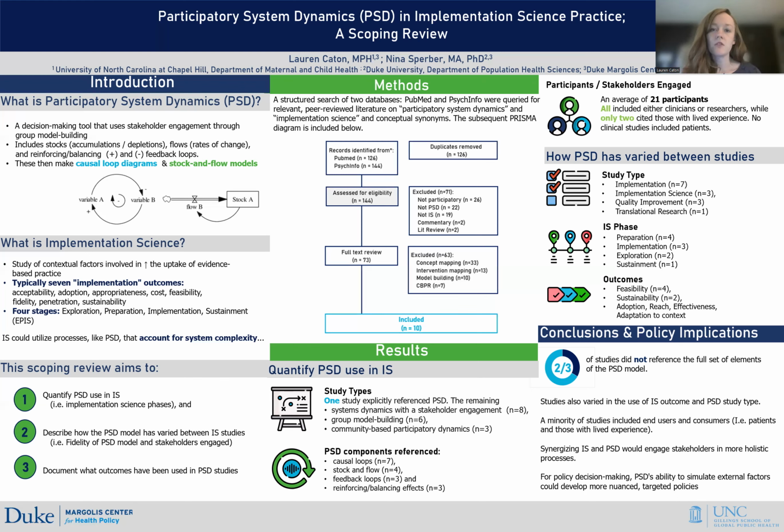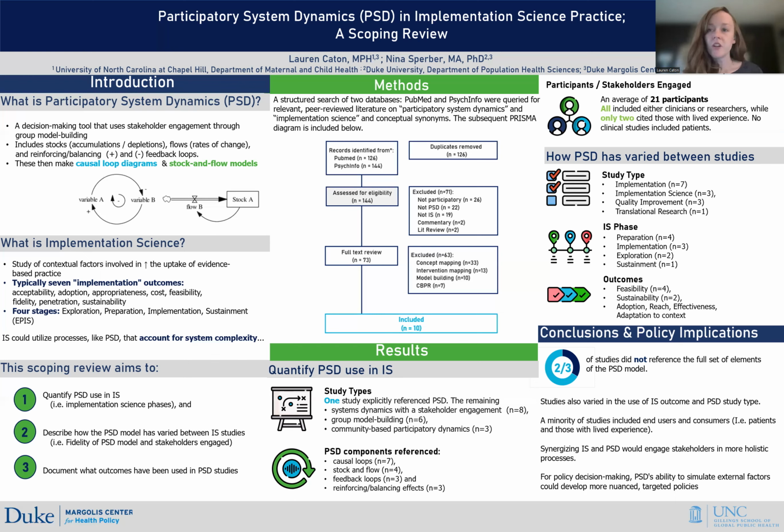The primary reasons studies were excluded were that they were not participatory in nature. So they either did an interview with a stakeholder, or they did the loop and then got stakeholder feedback later, or they developed the model and got stakeholder feedback later, or they were not PSD formally, they were not implementation science, or they were a commentary or a literature review. So we then screened 73 for full text review.